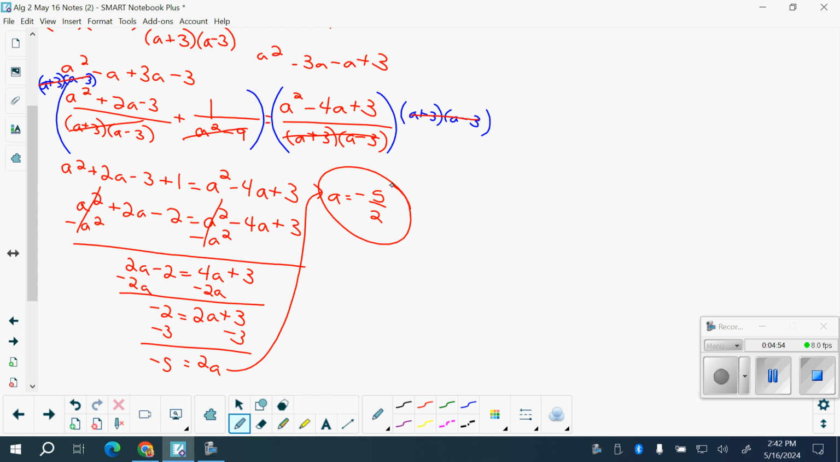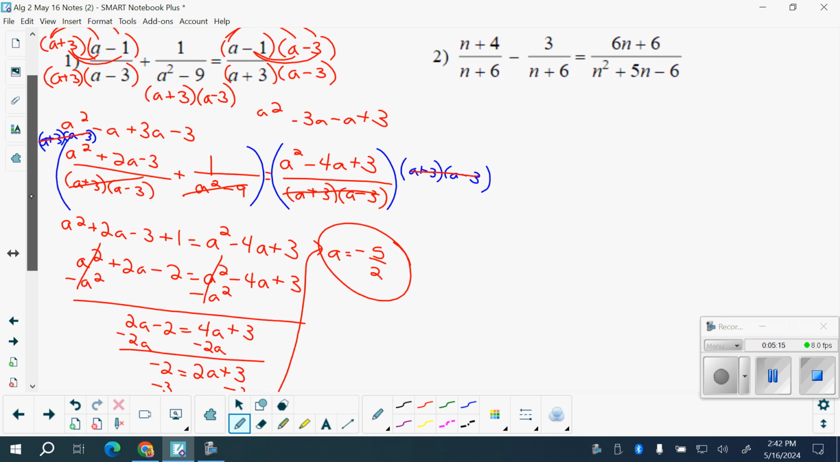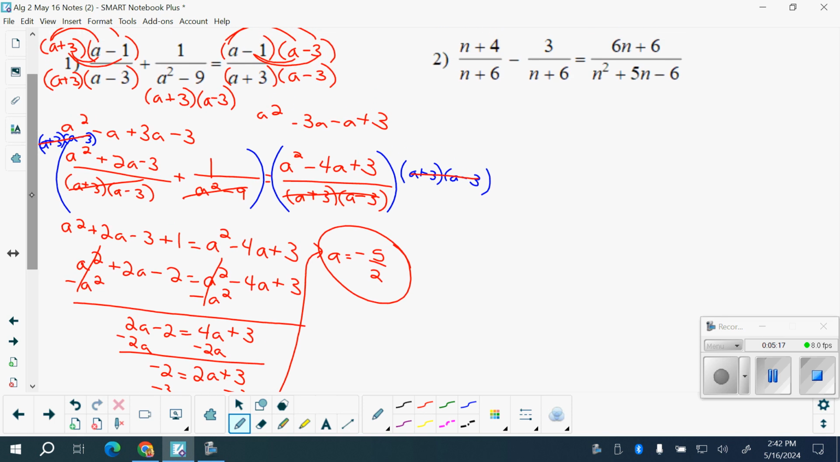Okay, so in our directions, it said we want to check to see if there are any extraneous solutions. So your extraneous solutions are going to be what makes the denominator 0, because you want to take a look at what you get for an answer and see if that would make your denominator 0. So looking back up to the original problem, will this make our denominator 0 if we substitute that in?